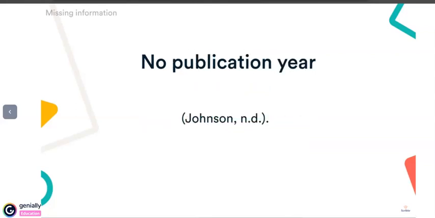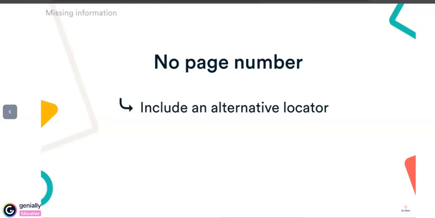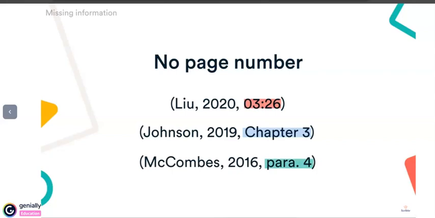You might also come across sources without a publication year. In that case, use ND for no date. If you're quoting a specific passage, but your source doesn't have page numbers, include an alternative locator such as a timestamp, chapter, or paragraph number instead.